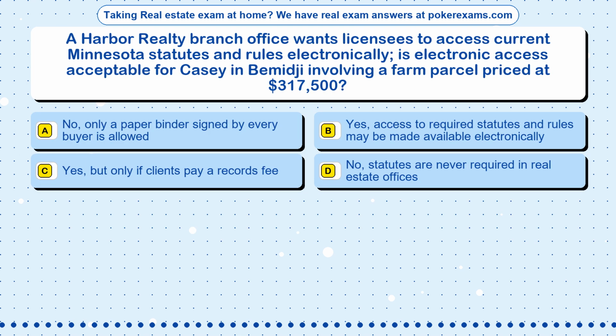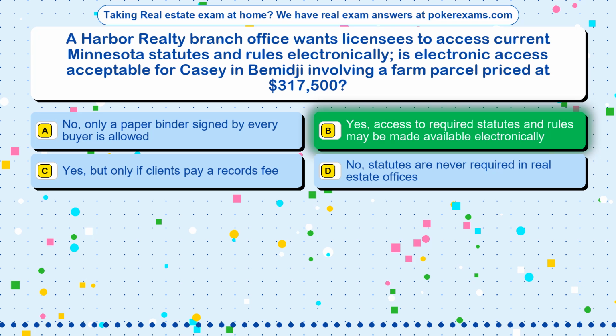Question 6. A Harbor Realty branch office wants licensees to access current Minnesota statutes and rules electronically. Is electronic access acceptable for Casey in Bemidji involving a farm parcel priced at $317,500? Option A. No, only a paper binder signed by every buyer is allowed. Option B. Yes, access to required statutes and rules may be made available electronically. Option C. Yes, but only if clients pay a records fee. Option D. No, statutes are never required in real estate offices.